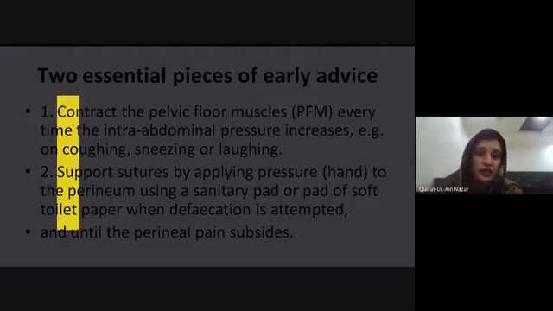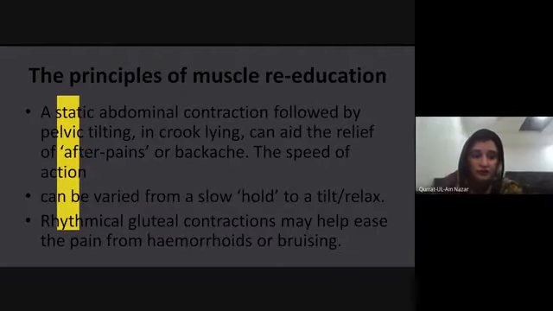Now, there are two essential pieces of early advice. Basically, this early advice can be given to achieve physical relief and increase confidence. First, contract the pelvic floor muscles every time the intra-abdominal pressure increases. For example, during coughing, sneezing, and laughing, the intra-abdominal pressure of the mother increases and it actually creates some discomfort and pain on the sutured area.